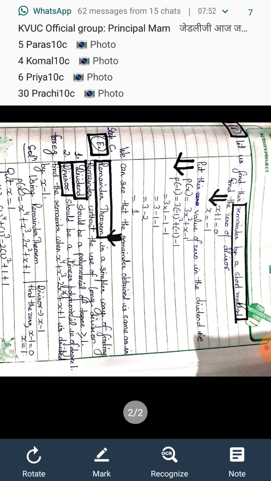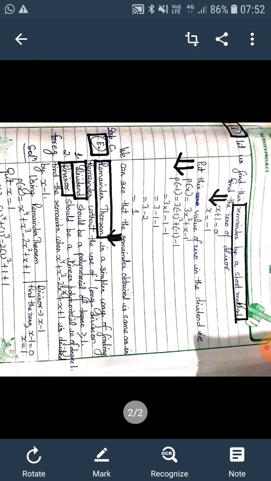Now remainder theorem, so what we have learned, remainder theorem is a simpler way of finding remainder without the use of long division. Second, what are the conditions for it? Number 1, dividend should be a polynomial of degree greater than or equal to 1. And number 2, divisor should be a linear polynomial of degree 1.